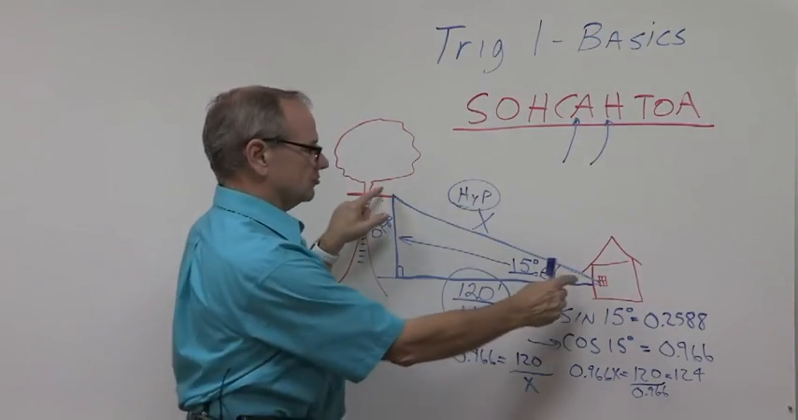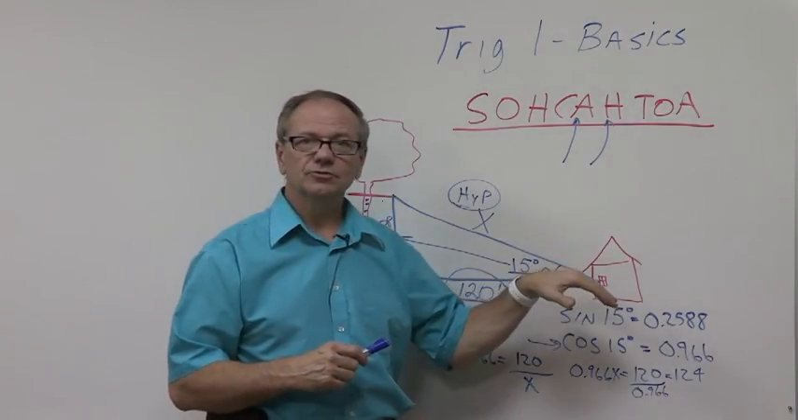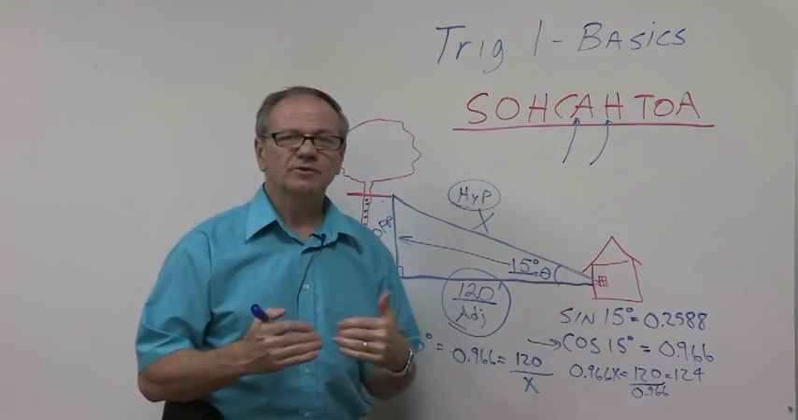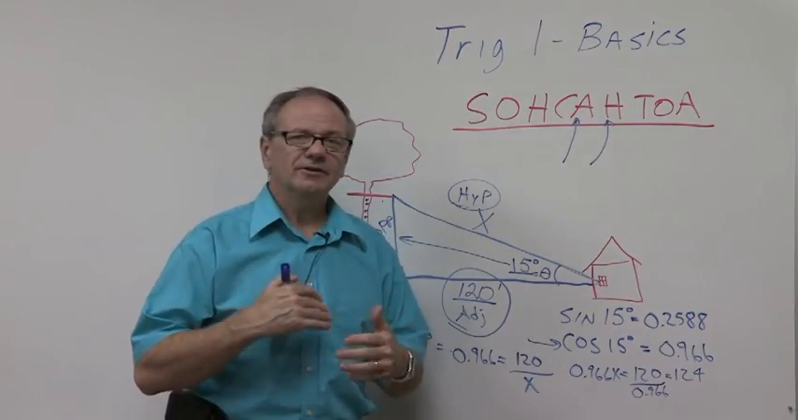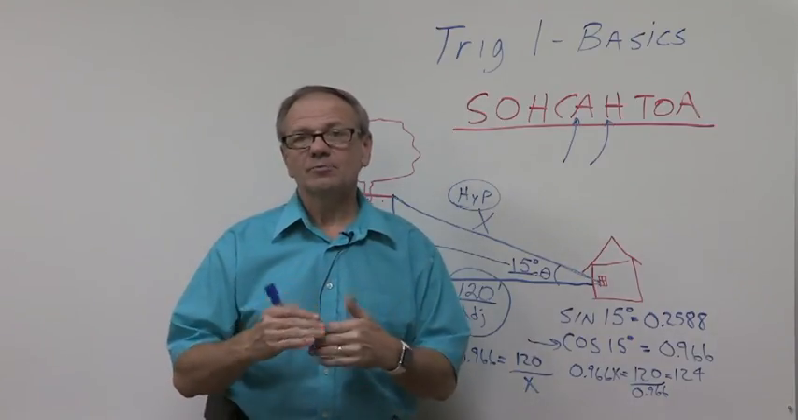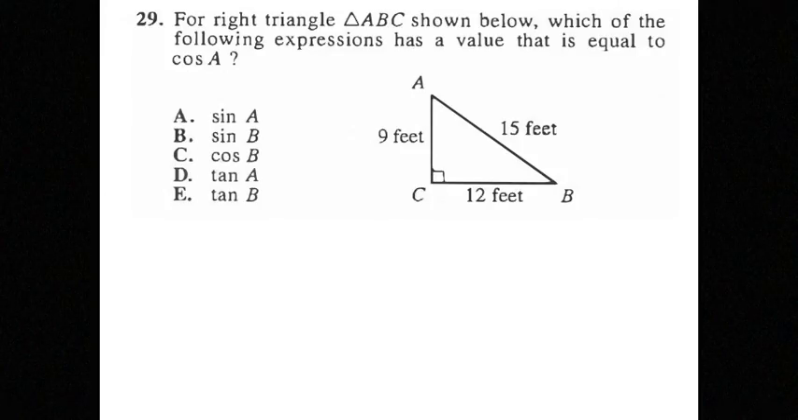So I would need 124 feet of wire to go from the treehouse down to the house where I wanted to put it in. So hopefully this is giving you a little bit of an idea on how to start, and I think it'll just make more sense once you start working on real ACT problems, and I'll help walk you through that process. So let's get started on a few problems now.